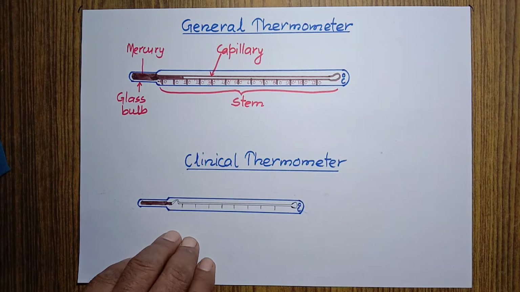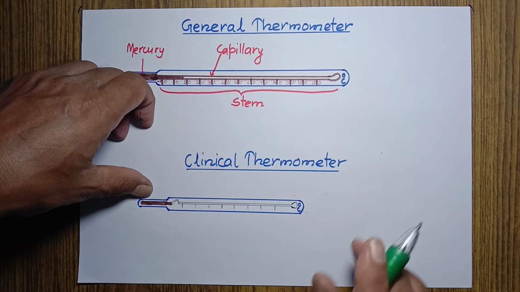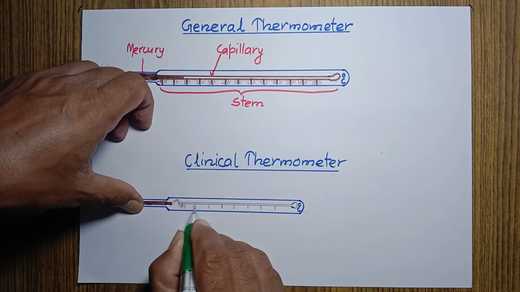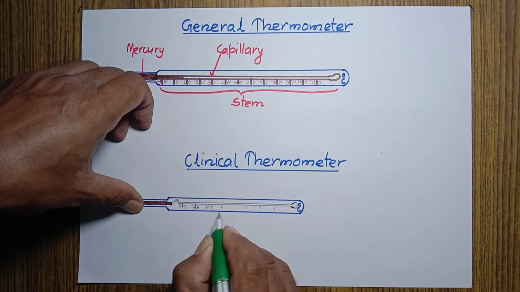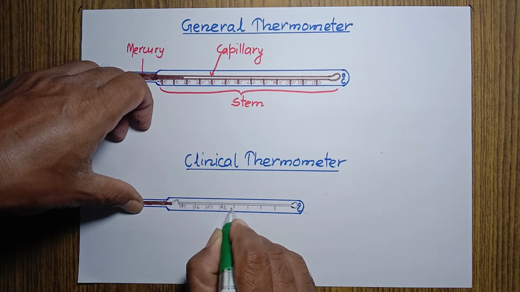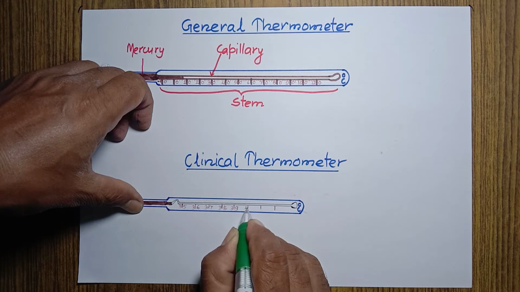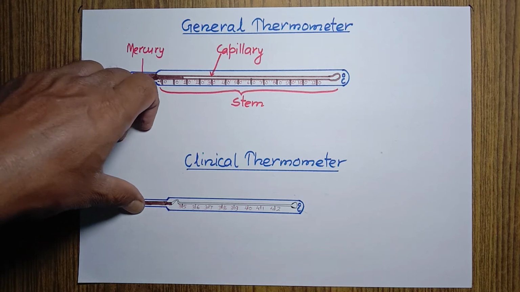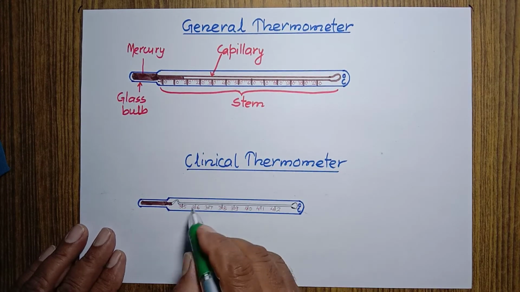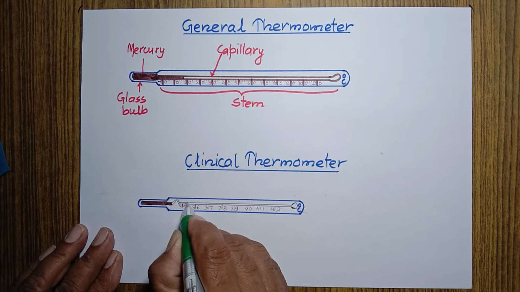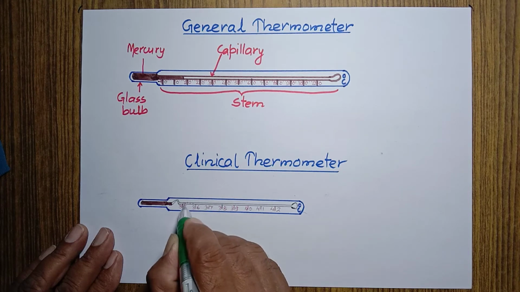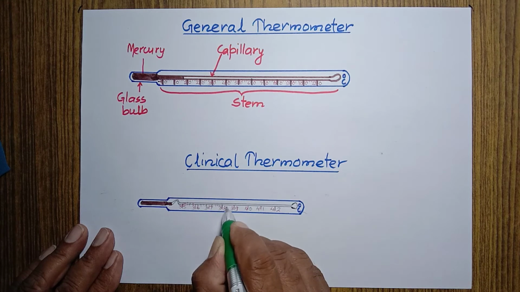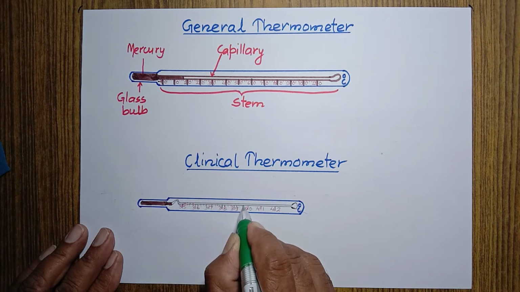The clinical thermometer is calibrated from 35 degrees Celsius up to just 42 only. This is 35, 36, 37, 38, 39, 40, 41, 42 degrees Celsius. Okay, it can be subdivided into different divisions like this. This way we can divide into subdivisions.